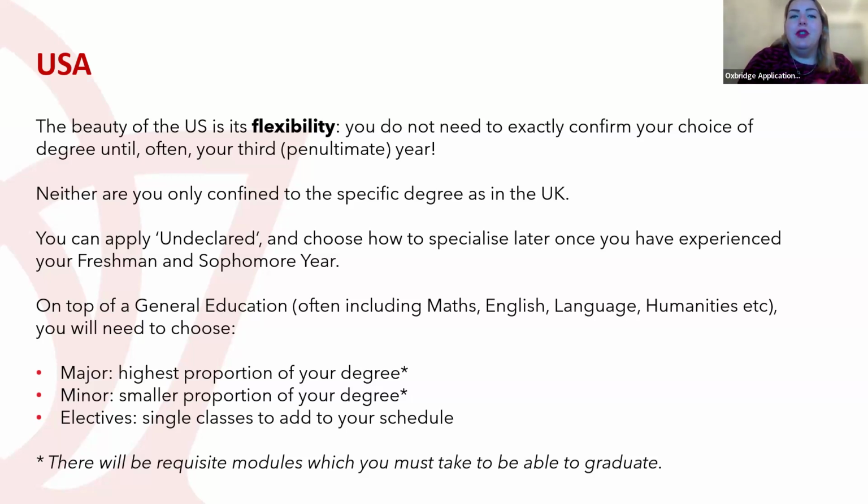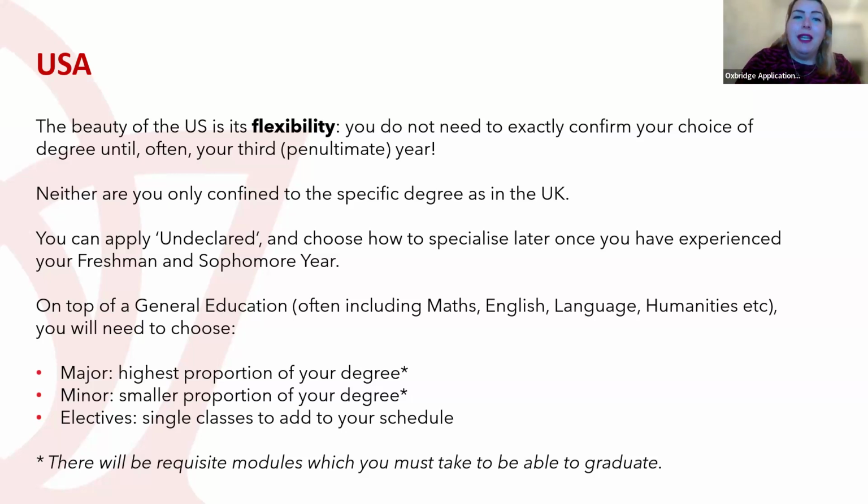So in many places, you can apply as undeclared, which means that either it doesn't really matter which it is. It could be that you don't know what you want to specialize in just yet, which is absolutely fine, or that you don't want to commit to something specific because you actually want to be able to study as broadly as you want to. Maybe you want to learn some German as well as go into drama class, as well as learning some astrophysics. That is absolutely possible whilst in a US college. So it's a really great opportunity for you to continue your love of lots and lots of different subjects.